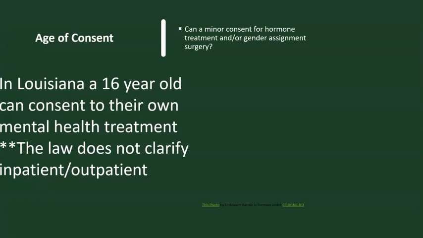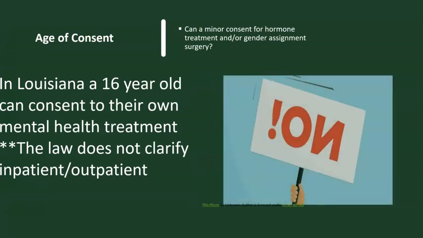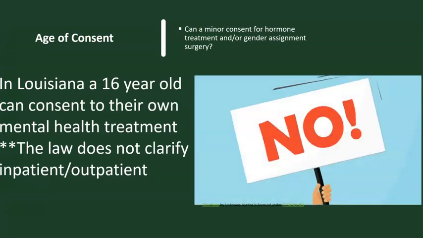If the patient is a minor, the doctor is not required to tell the parents or guardians about their care unless it's in their best interest, even if they don't want them to. So if the parents disagree about that child's care, then the parent's decision is final. And a parent can consent to the care of their minor children, even if the parent is a minor. So again, in Louisiana, a 16-year-old can consent to their own mental health treatment. All of that to say, can a minor consent for hormone treatment and or gender assignment surgery? No, they cannot. That is not a medical emergency. It's not falling under pregnancy, childbirth, or STDs. So you cannot have a 16 or 17-year-old consent to have gender reassignment surgery.